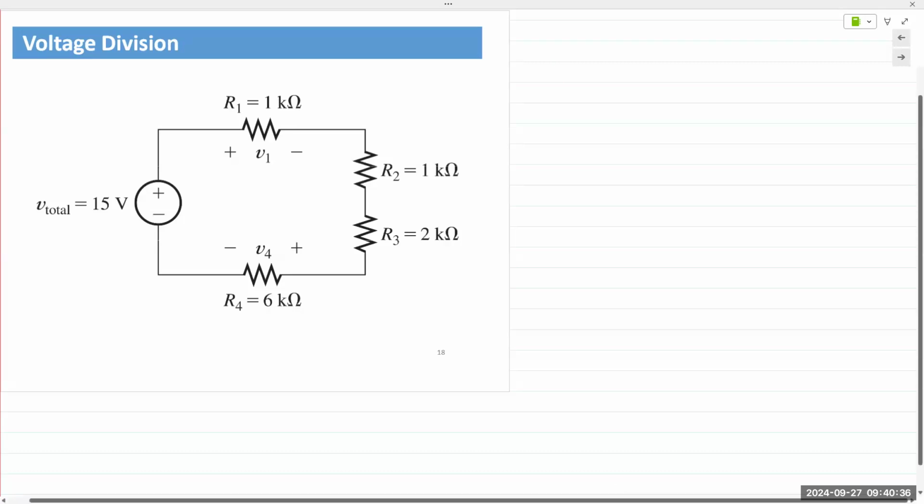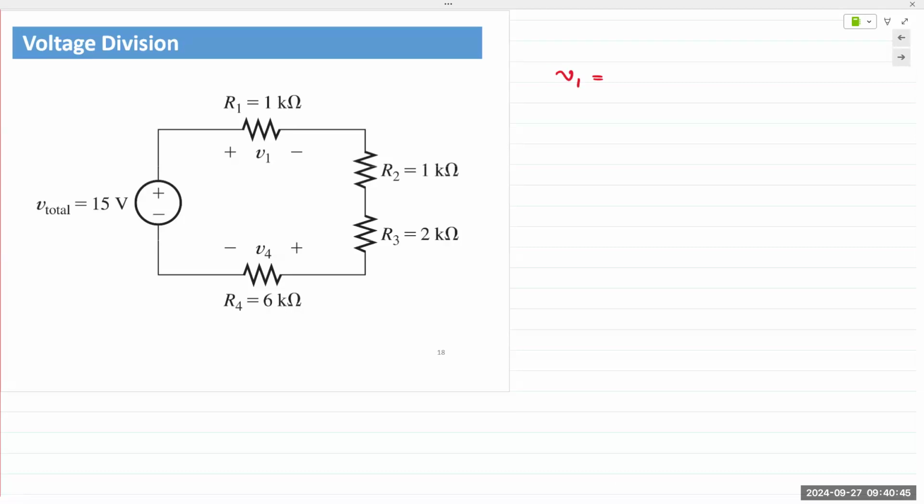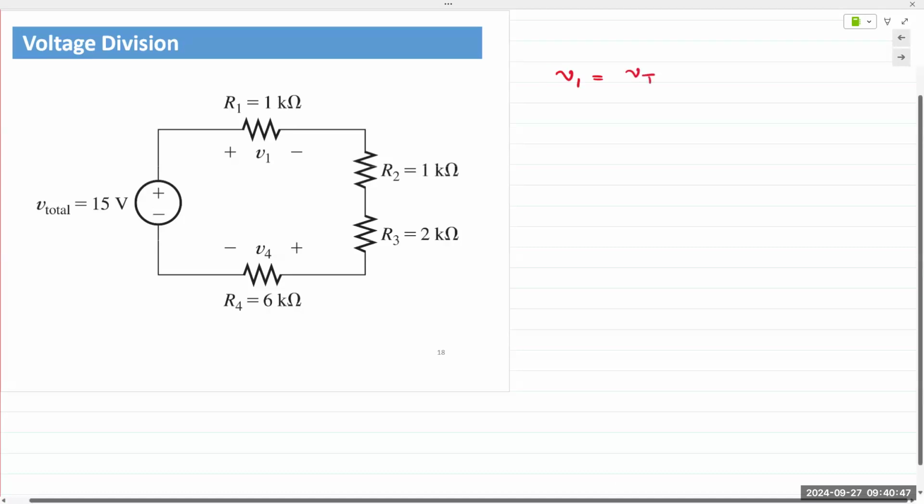And here in this case, we can directly write the voltage appearing across each resistor. Let me call this V1. V1 is a fraction of V total, and the fraction is given by the ratio of the resistor to Req. Req in this case is the total equivalent resistance of that series network: R1 plus R2 plus R3 plus R4.